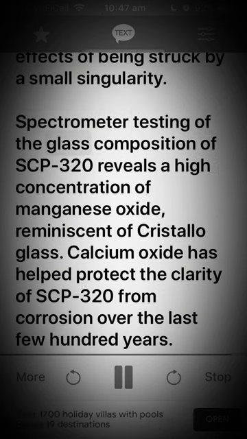Spectrometer testing of the glass composition of SCP-320 reveals a high concentration of manganese oxide, reminiscent of crystalloglass. Calcium oxide has helped protect the clarity of SCP-320 from corrosion over the last few hundred years.